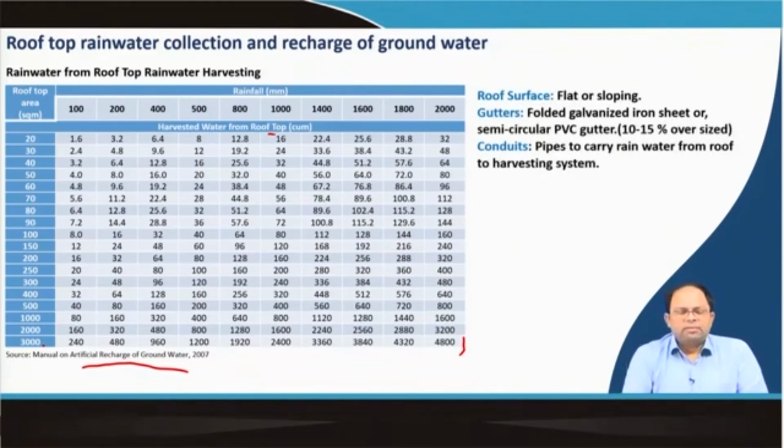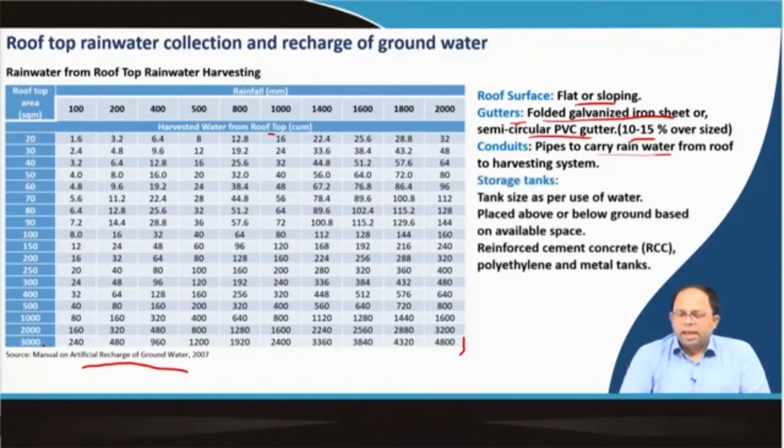In case of rooftop rainwater collection, the roofs may be either flat or sloping. Accordingly, we have to decide. There we can use gutters, which are folded galvanized iron sheet or semicircular PVC gutters, and these are oversized by 10 to 15% to collect this rainfall. Pipes are used to carry water from the roof to the harvesting system, as we have seen in the previous figures. And the tank size depends on the use of water.